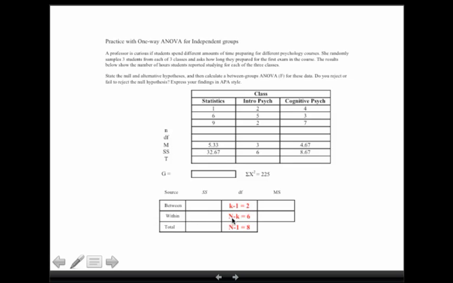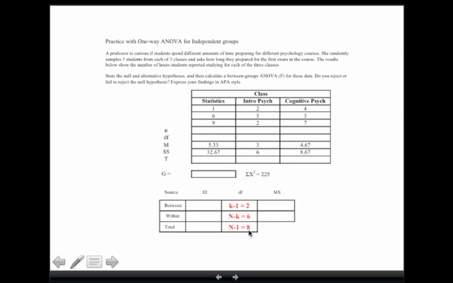For within, you take N, which is the total number of participants you have across the groups, and you subtract out the number of categories you have. So you should have 9 total participants minus K, which is 3, equals 6. And then for total degrees of freedom, you don't actually need this to get your critical value, but you will need it later to fill in your source table. So let's go ahead and calculate it. It's N minus 1, and N again is the total number of participants, so you have 9 minus 1 equals 8.